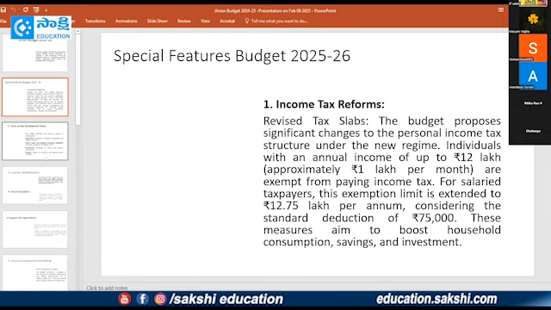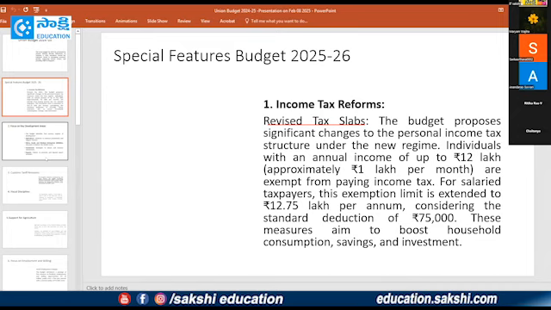So income tax reform is one of the important aspects, in revised tax slabs, because that is the main and important topic in this budget, because most of the people in our country are from the middle class and they are working in the service sectors. So the budget proposes significant changes in the personal income tax structure under the new regime.